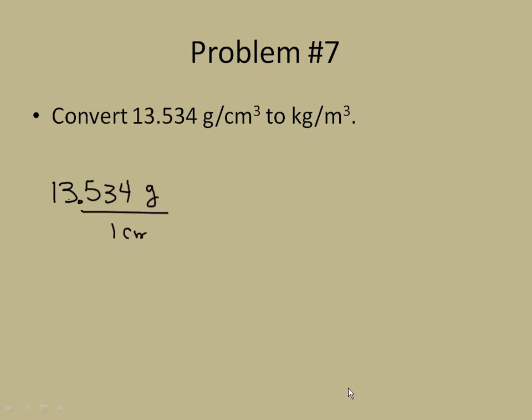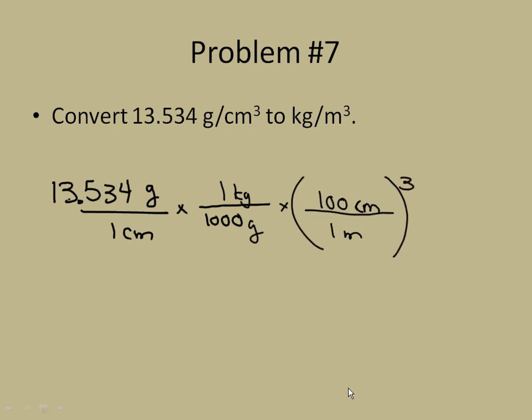Let's change our grams to kilograms and do our cubing. 100 centimeters in 1 meter. So centimeter cubed. All right, let's cancel properly. Oops, I forgot cubic right there. Cubic centimeters will cancel. We'll end up with cubic meters. Grams will cancel, and we'll end up with kilograms per cubic meter.